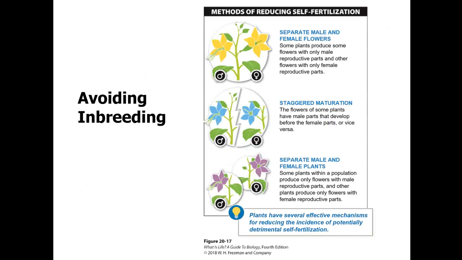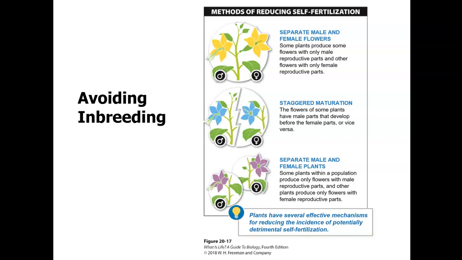So to avoid inbreeding, several things can happen. You can separate male and female flowers. And so some plants are going to do this by producing some of the flowers only with male reproductive parts, or they're going to have some with only female reproductive parts. And so they won't have both on the same flower, even though they might have both flowers on the same plant. You see these here are going to be turned away from each other.